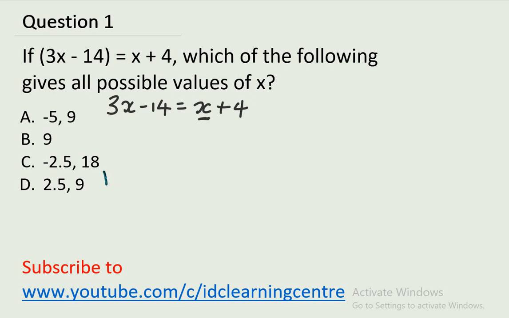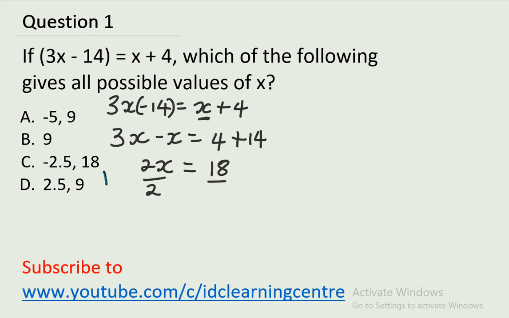Collect like terms. Move x to the left hand side. This is positive x. As it crosses the equal to sign, it will turn to negative x. Then 4 is already at the right hand side. Move minus 14 to the right. As it crosses the equal to sign, it changes to plus 14. So 3x minus x is 2x equal to 4 plus 14, 18. To get the value of x, you divide both sides by 2. 2 into 18 is 9. The positive value of x is 9.